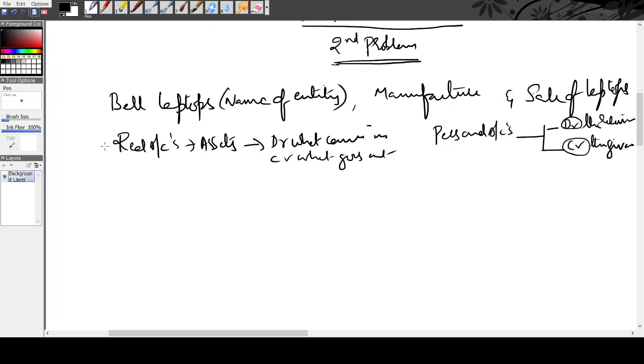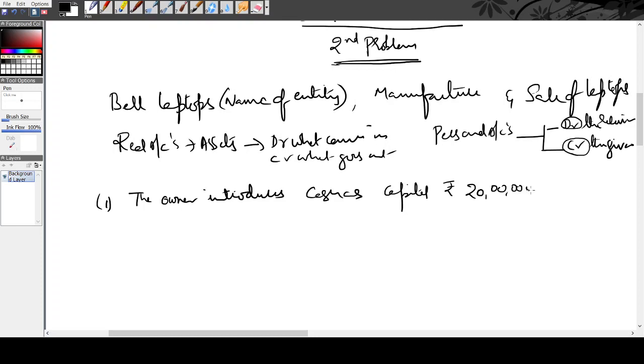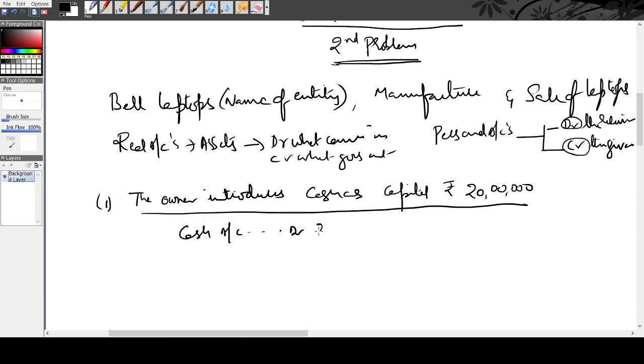Okay. Let us start with the transactions. Let us say the owner introduces cash as capital. I'll be a little quick. Let us say he has invested rupees 20 lakhs into the business as capital. How are you going to record the journal entry? The entry is very simple to record. Cash is an asset for the business. It is coming in. It is a real account. Hence, it is debited.